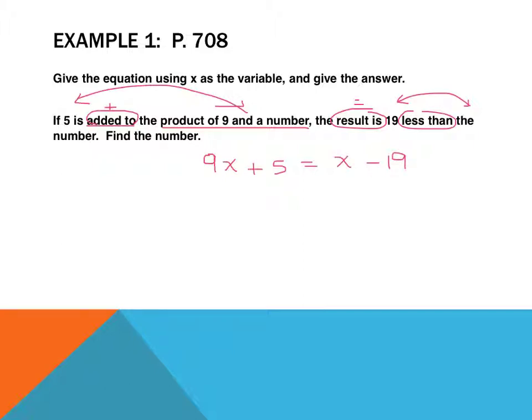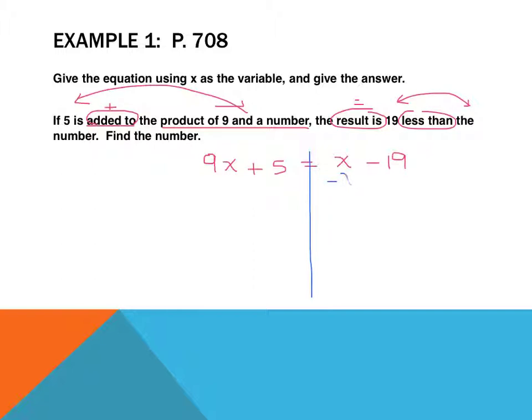Alright, so remember our phrases that switch the order are added to, subtracted from, more than, less than. So the product of 9 and a number, so that was my 9x, added to 5, so plus 5. The result is, that's my equal sign, and then 19 less than the number means x minus 19. Alright, so now we can solve.